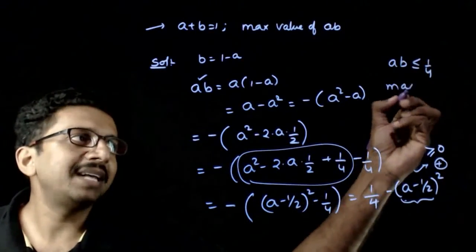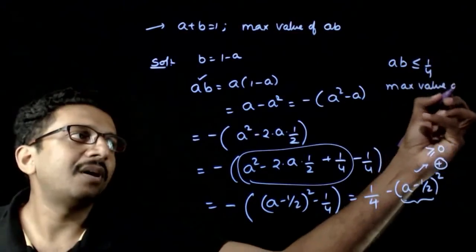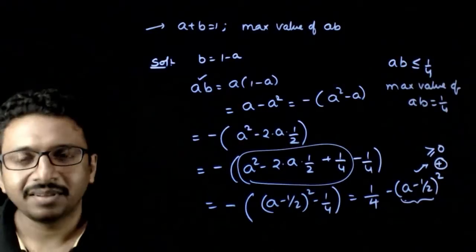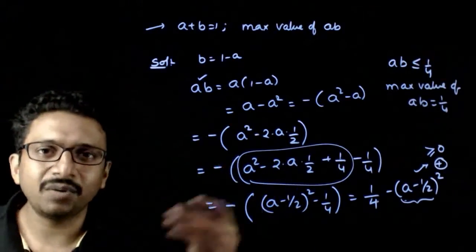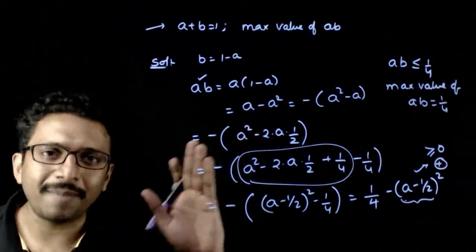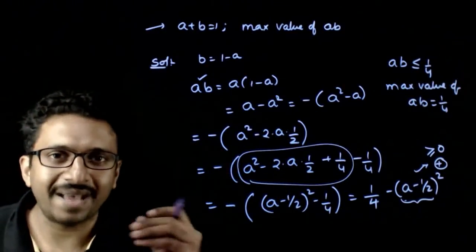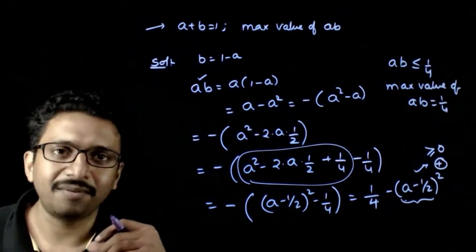Hence the maximum value of ab is equal to 1 by 4. So ab is always less than or equal to 1 by 4. It can go up to a maximum value of 1 by 4. It cannot go beyond 1 by 4. So the maximum value of ab is 1 by 4.